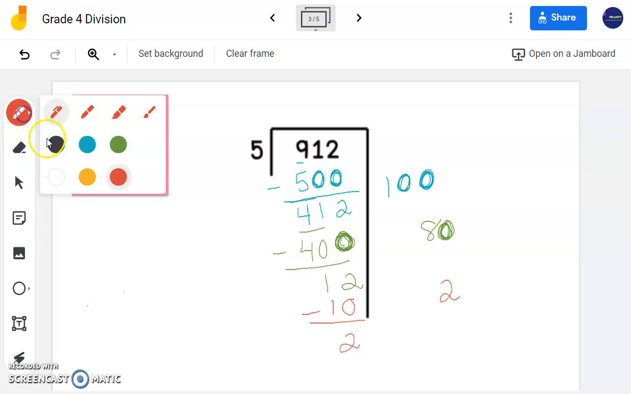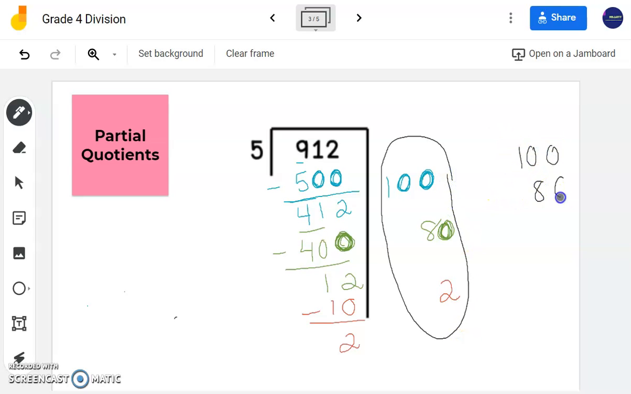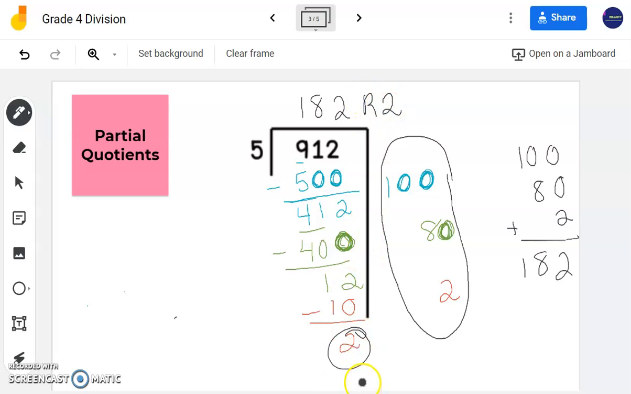Now, by looking at all this work, you're really close to being done. Now my last piece is to add these numbers on the side. So I have 180 plus 2, which is 182. Now notice 182, this is 182 in expanded form. So now I have 182 as my quotient with a remainder of 2. We can't forget about our remainder here. It's also very important to include that in your final answer.